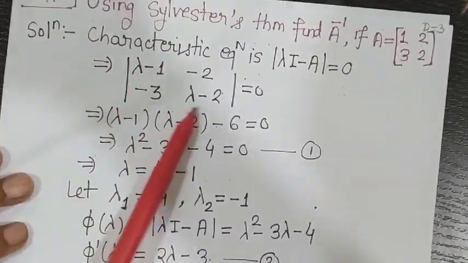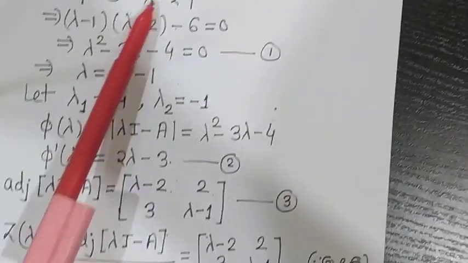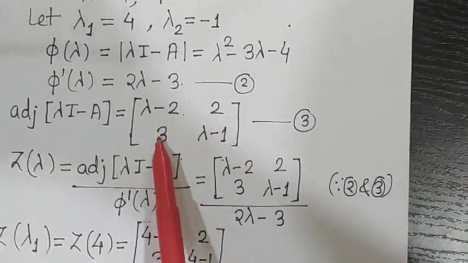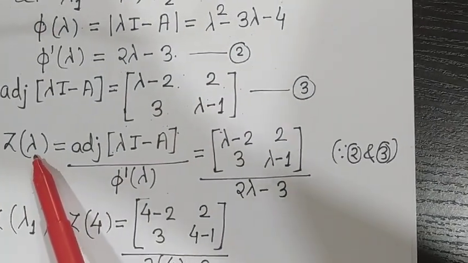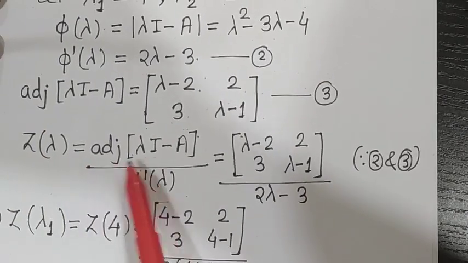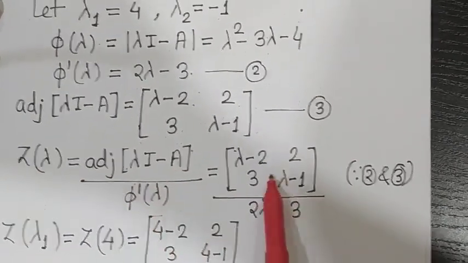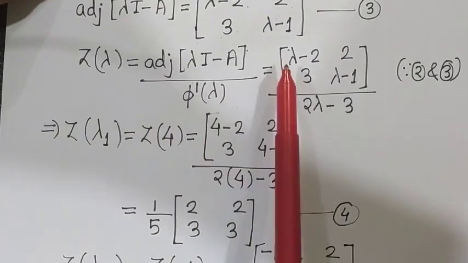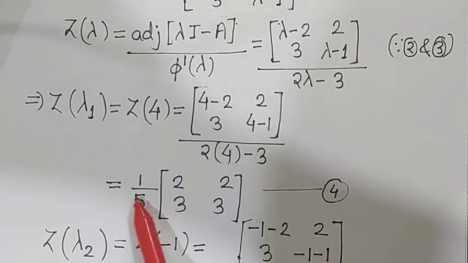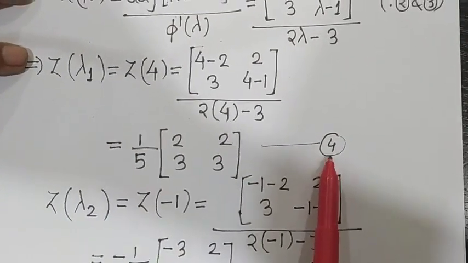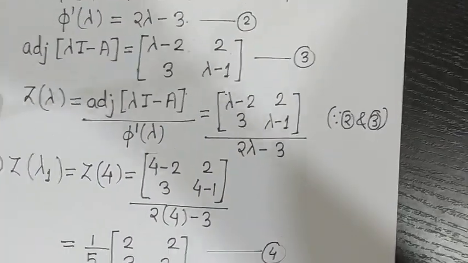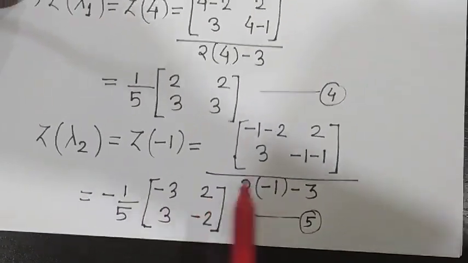So these are the elements. Find its adjoint and write it in matrix notation. So interchange these two and change the sign of this one. So we have lambda minus 2, 2, 3, lambda minus 1. Find out Sylvester coefficient. Z of lambda is adjoint of lambda I minus A upon phi dash of lambda. General expression in lambda. Now put the value of lambda 1 here. Lambda is 4 everywhere. Right? We get Z of lambda 1. Then put lambda as minus 1 in this expression, everywhere. Simplify. So we have equation 4 and 5.